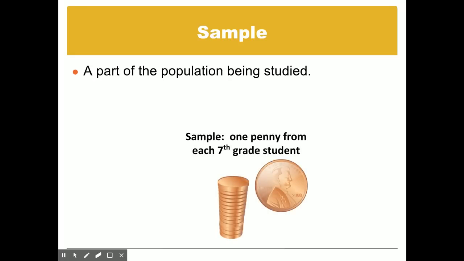It is a tiny piece of that. So the population was huge. It was all pennies in existence. But now a sample, we're taking only certain types of pennies. And in this case, we're going to take one penny from each 7th grade student. Maybe that's at a school. So before, population was large and sample is much smaller.